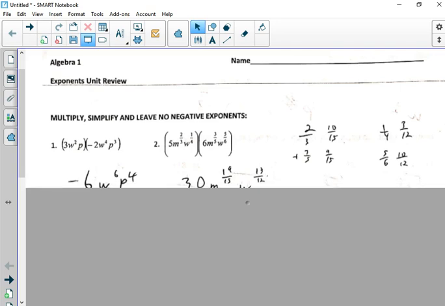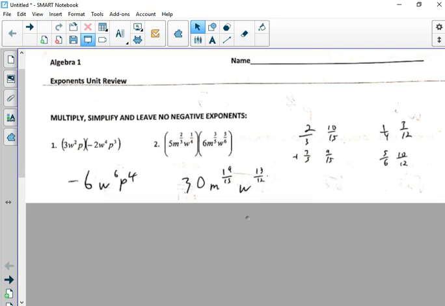First off, multiplying and simplifying. Multiply number times the number, so that gives us -6. Keep the base, add the exponent. 2 plus 4 is 6, 1 plus 3 is 4.